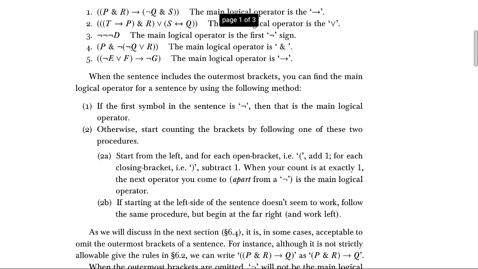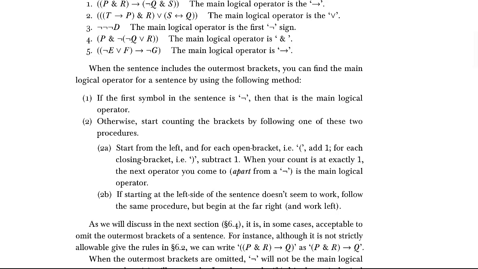I want to look at these two methods you can use for finding the main logical operator, and we'll go through some examples, and I'll also show you another method. Okay, so this might look a little different than what's in your version of forallx. Don't worry about that. It's not very different. It's basically the same. But what we have here is when we have a sentence that includes the outermost brackets, then if the first symbol is a not, then the not is the main logical operator. Or if that's not the case, then we can do this counting method. I'll show you how to do that.